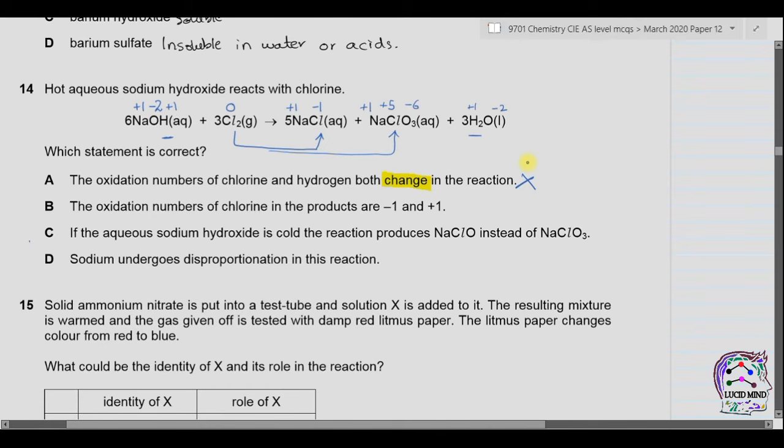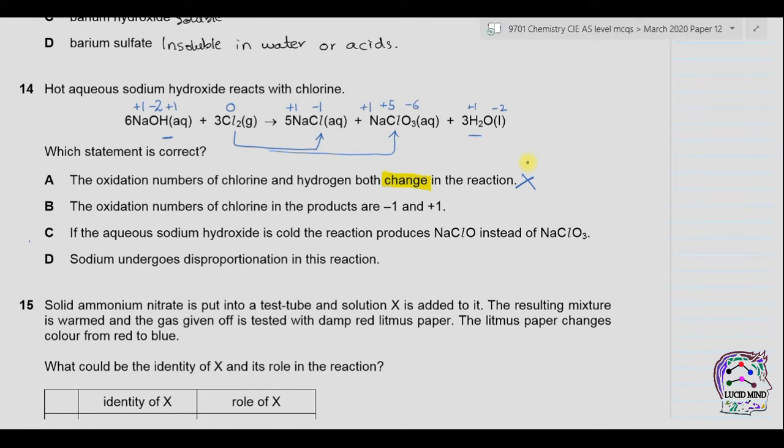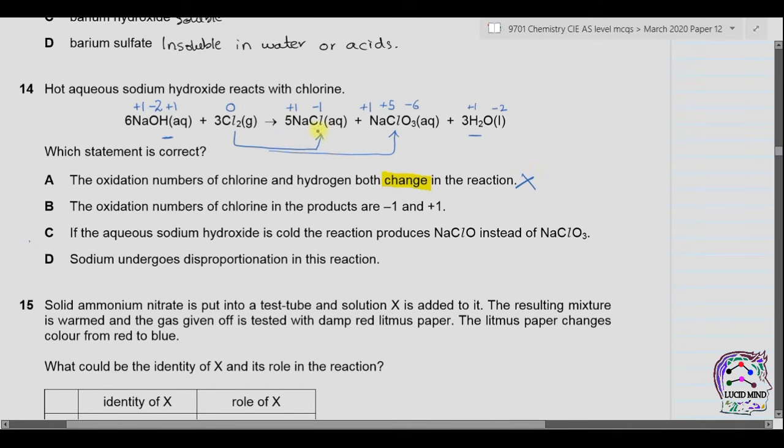B is the oxidation numbers of chlorine in the products are -1 and +1. As we can see, in sodium chloride it is -1, but in sodium chlorate it is +5. So it is not +1, it is +5. So this is also wrong.